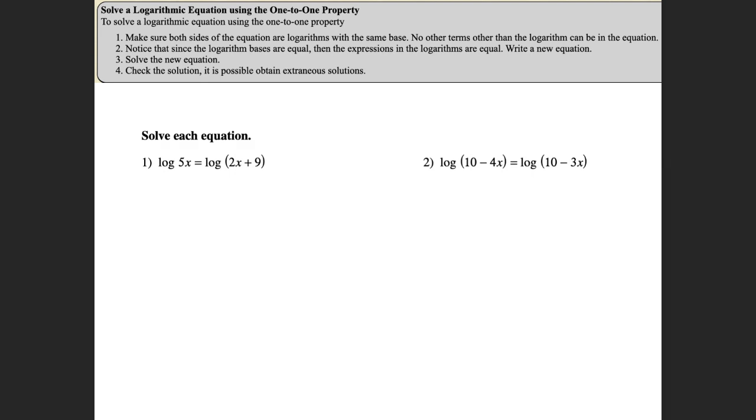Okay, so now the one-to-one property for logarithms says if you have one log on one side, one log on the other side, and they're to the same base, they have to be to the same base. If they're not to the same base, you can't do it. So if I gave you a problem like log base 3 of x plus 4 is equal to log base 5 of x squared minus 2, you can't cross these two logs out. You can't. They're not to the same base.